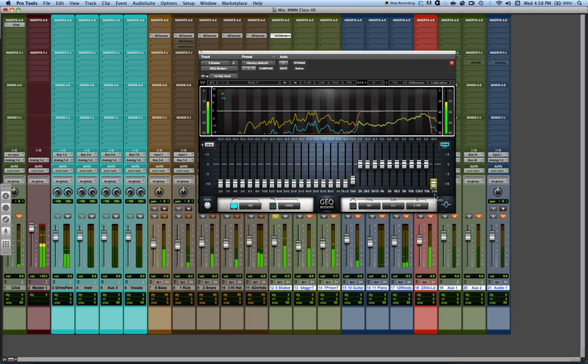Because you can really see how much of that energy is really up there in that 12, 16K range. And the idea here is that, oops, I'm going to get out of draw mode here for a second. You can hear the sort of phasiness of the EQ.